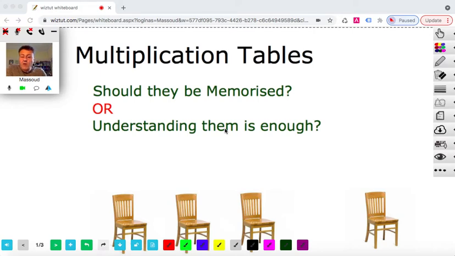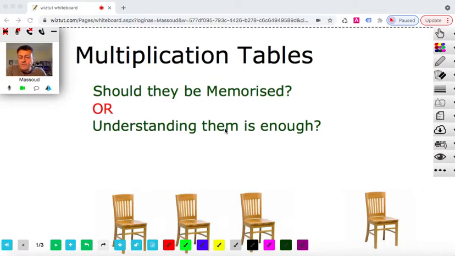Times tables. Should they be memorized, or is just understanding the concept enough? This debate has been going on for a long time in the education sector, and some early teachers do believe that just understanding the concept is enough, and that will be enough for the students to work out all the problems that they need to do.